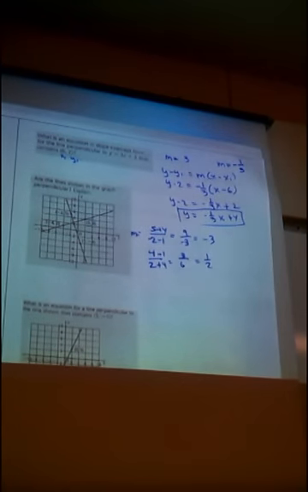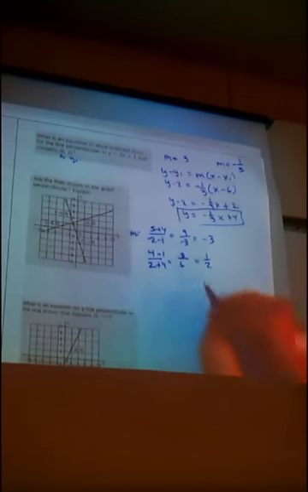Is this the negative reciprocal? Would the product of these be negative 1? No. So they are not.